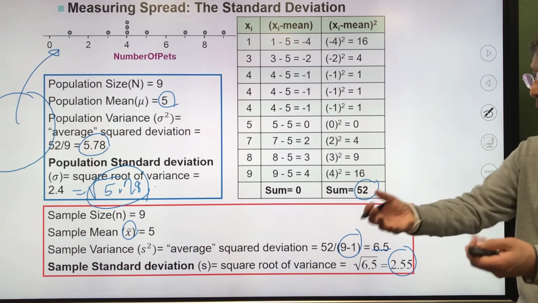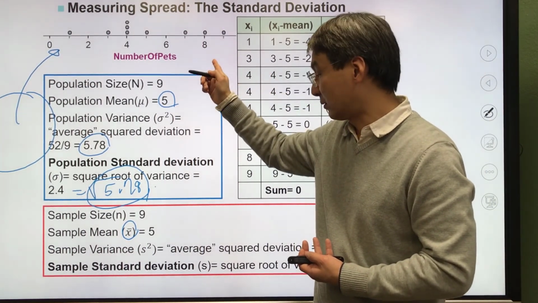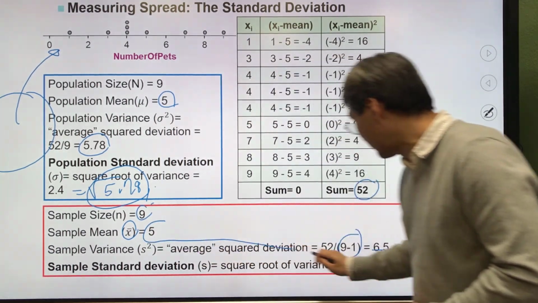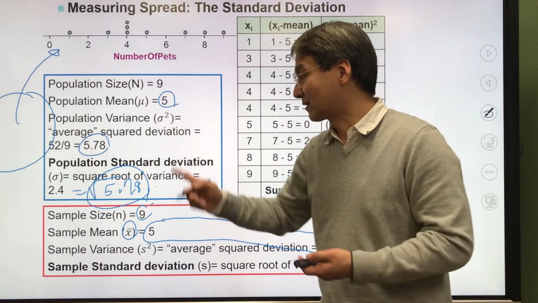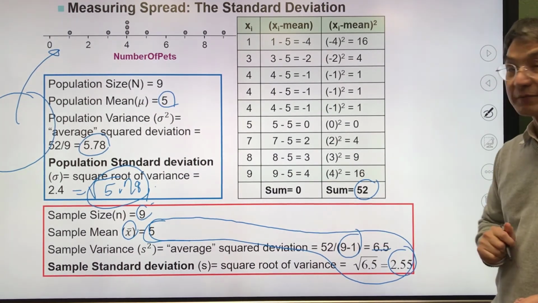So notice that we could have a new sample that is different from this sample. These numbers, this is the same, this is the same, but these numbers could be all different. The population does not change, but if this is a sample, then these numbers could be different.